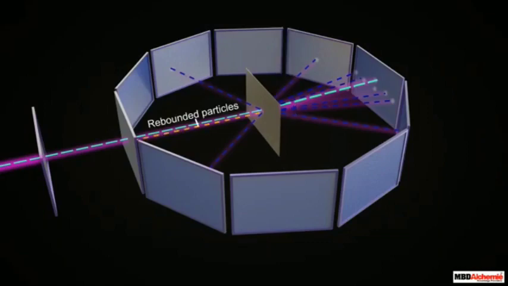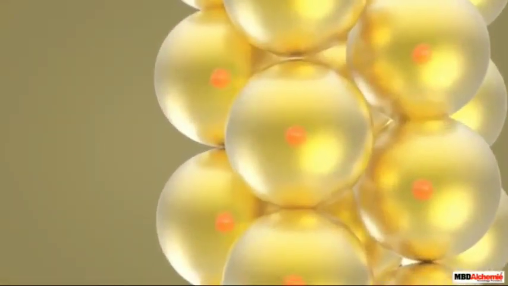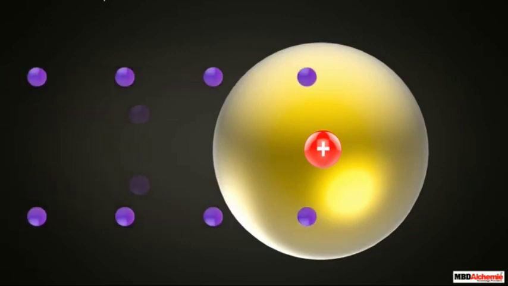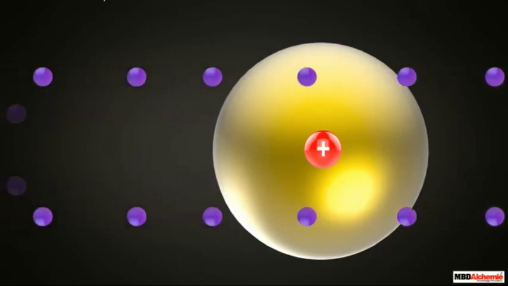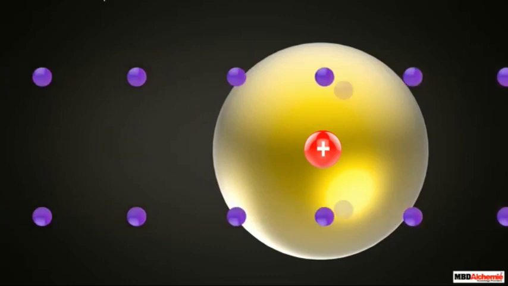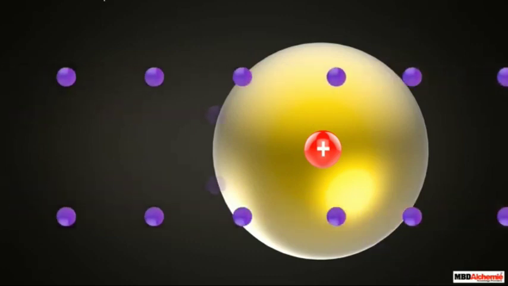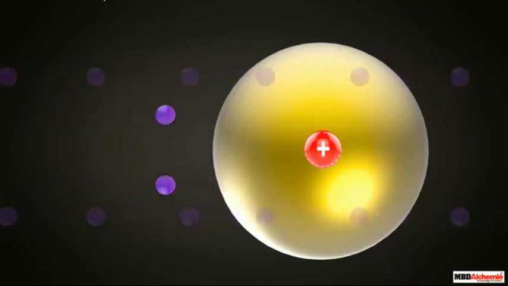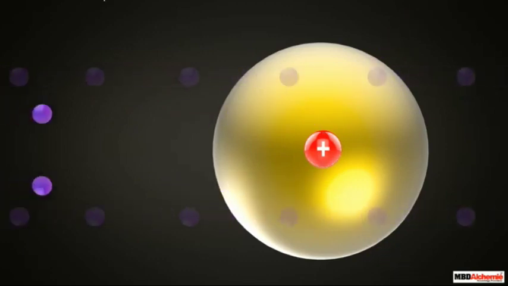Such observations led to significant conclusions. Let us see what those were. As most of the particles passed undeflected, Rutherford concluded that most of the space inside a gold atom was empty. A few particles were deflected from their path by small angles, indicating that there must be a positively charged center, which was repelling alpha particles.